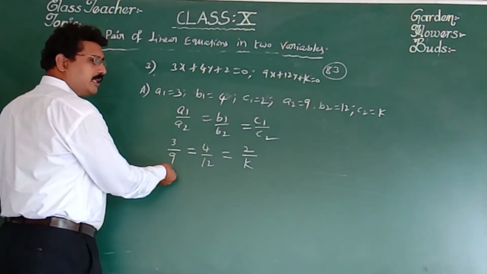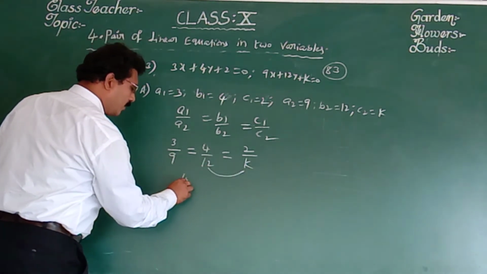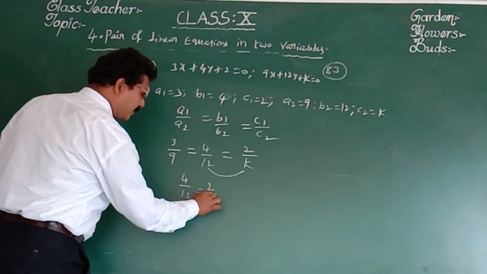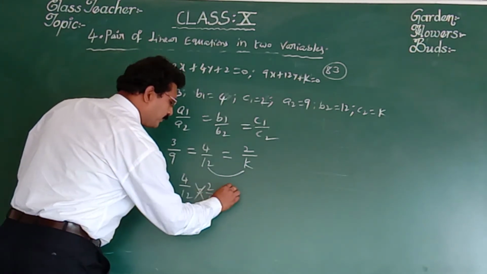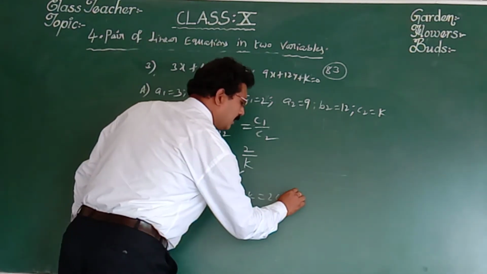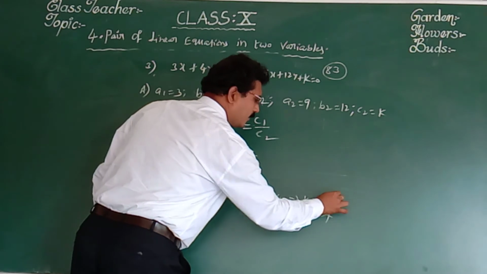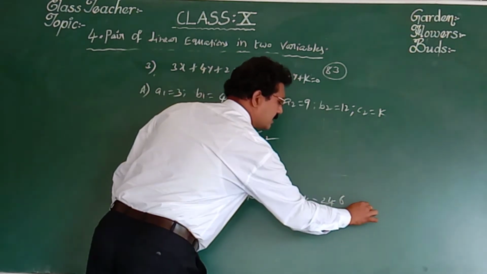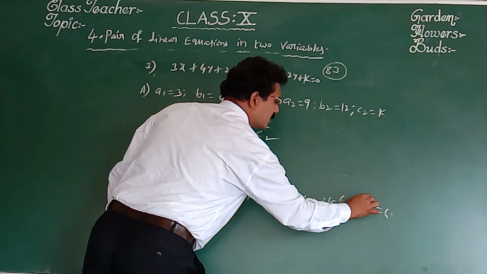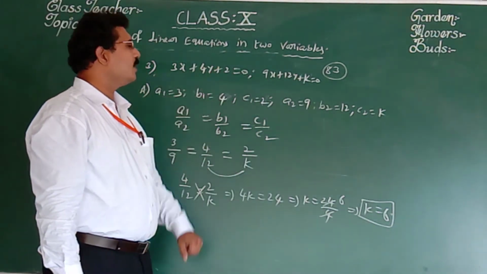Now either you take 3/9 or 4/12, whatever it may be. Let us take these two: 4/12 = 2/k. Cross multiply. 4k = 12 × 2 = 24. Implies k = 24/4, which is 6. Therefore, for the value k = 6, they are coincident lines.